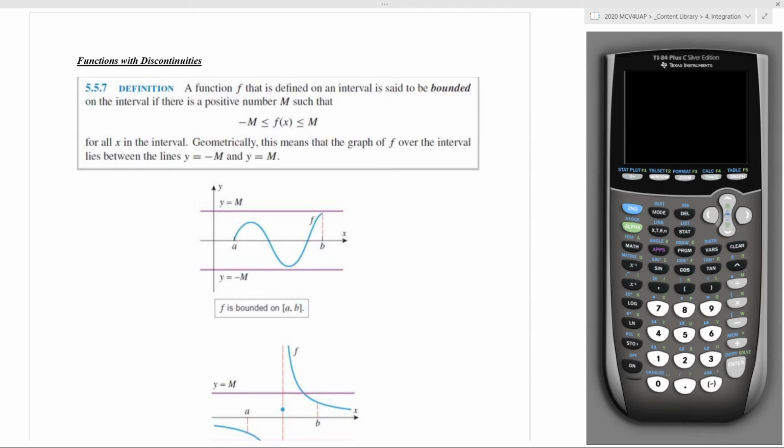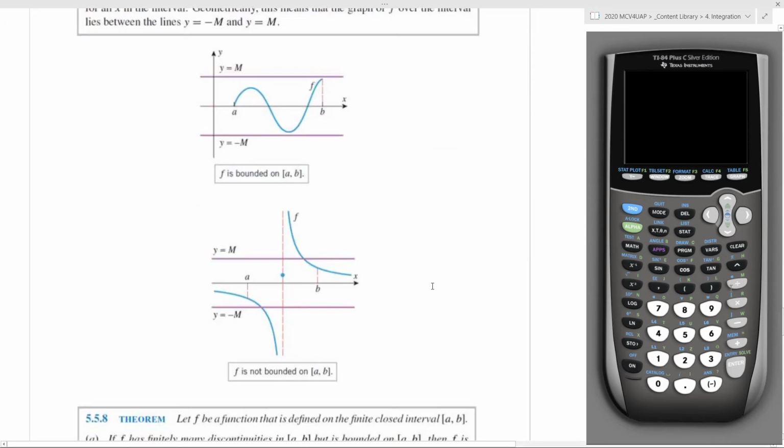So there's this concept of a function being bounded. You can read the definition there, but a picture's worth 1,000 words. If you look at that first diagram, you have a blue curve, and you have a y value of m where they've drawn a purple line, and a y value of negative m where they've drawn another purple line below the function. You can see that between a and b, that function is bounded. It's between m and negative m. Any function that's bounded like that, we're going to see that we can integrate it even if it has discontinuities.